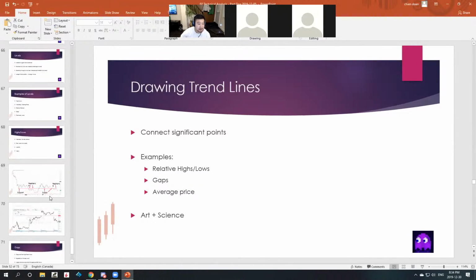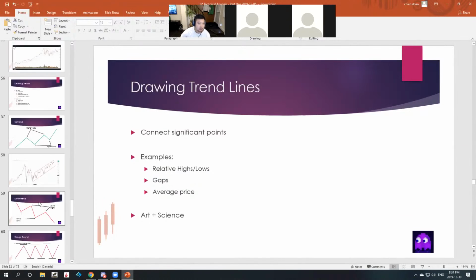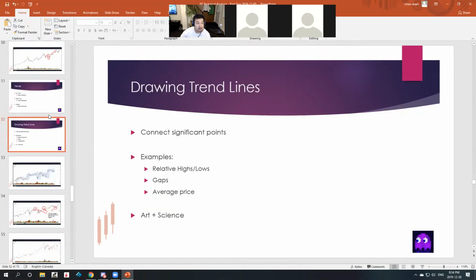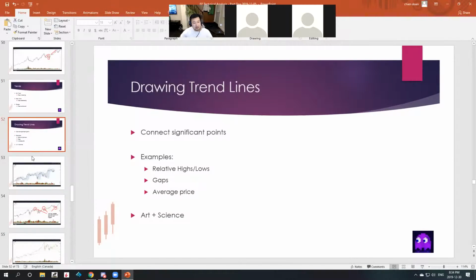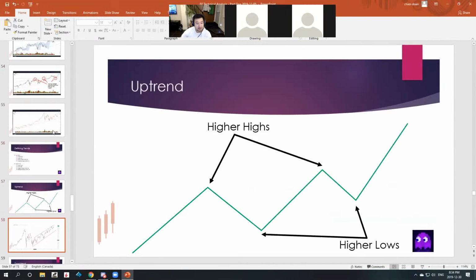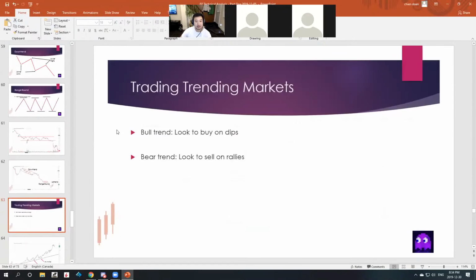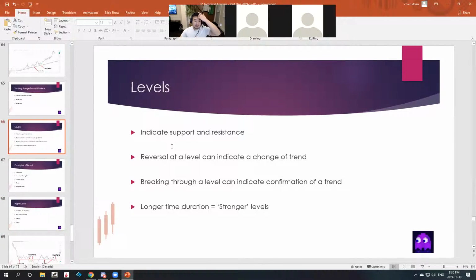Where is it? Oh, I don't discuss support and resistance in this. I thought it was in this module, or maybe it's in the next one. Okay, here. No, here. Support and resistance.